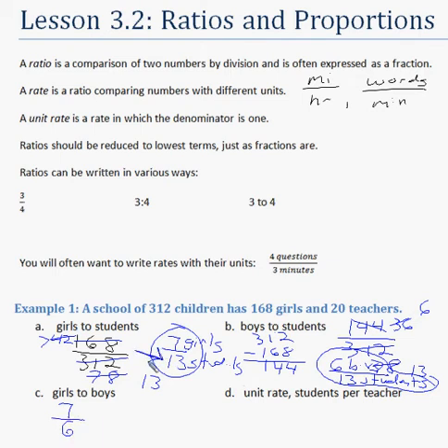And the last one, it says we want a unit rate, and we want students per teacher. And so we can write our unit rate down. We know there's 312 students per 20 teachers. And so to find a unit rate, which you'll have to do later, you're going to divide. So we're going to do 20 into 312. So that's once.